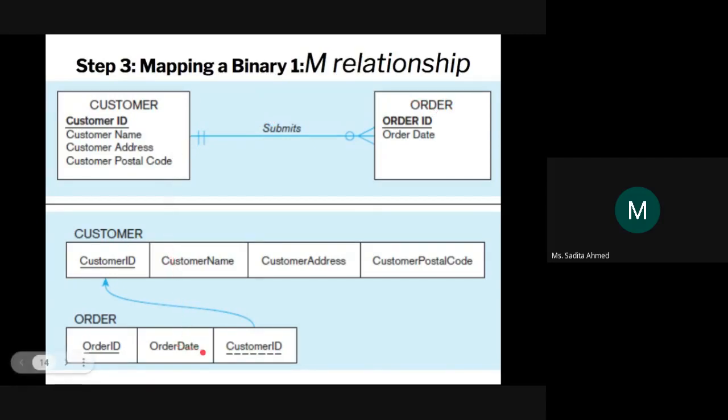Now, if you place a reference of customer ID in the order relation, that will work. Why is that? Because think about a single order instance: Order ID 1001, order date something, whatever. The customer ID will have a single value.